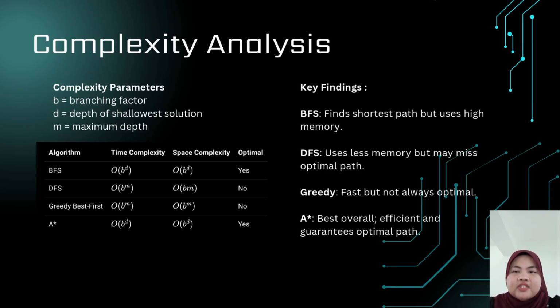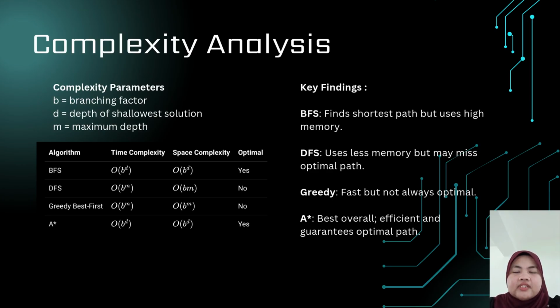For depth first search, the time complexity is O(B^M), and the space complexity is O(B×M). DFS uses less memory, but it does not guarantee the shortest path. For greedy best first search, both time and space complexity are O(B^M) in the worst case. It is usually faster, but it may not find the optimal solution.